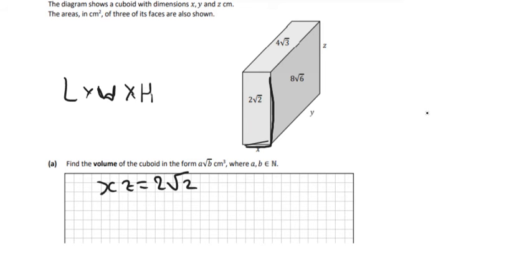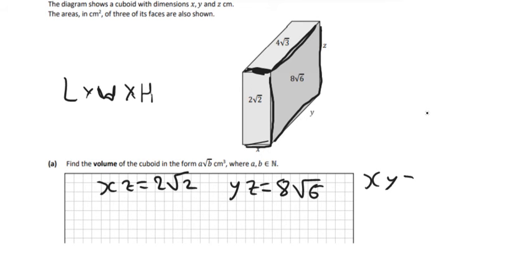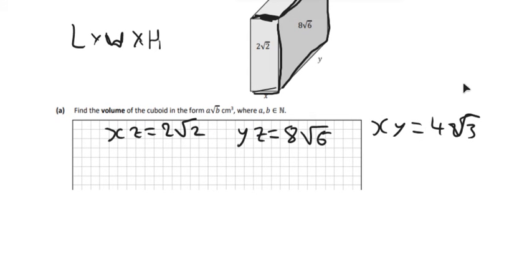We also know that the area of the big part on the side, the right hand side there, the 8 root 6, has to be what z times y is, or yz. So yz is equal to 8 root 6, and the top part then, that's x times y, so we know that xy is equal to 4 root 3. So we have to use this information to figure out what x, y and z are.